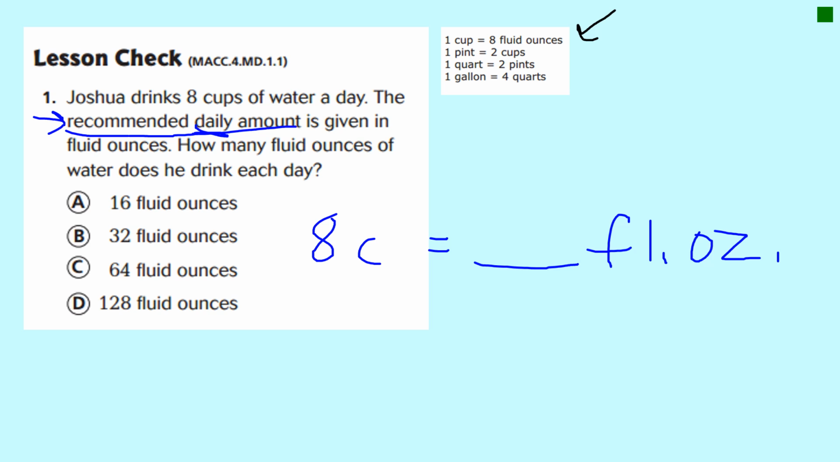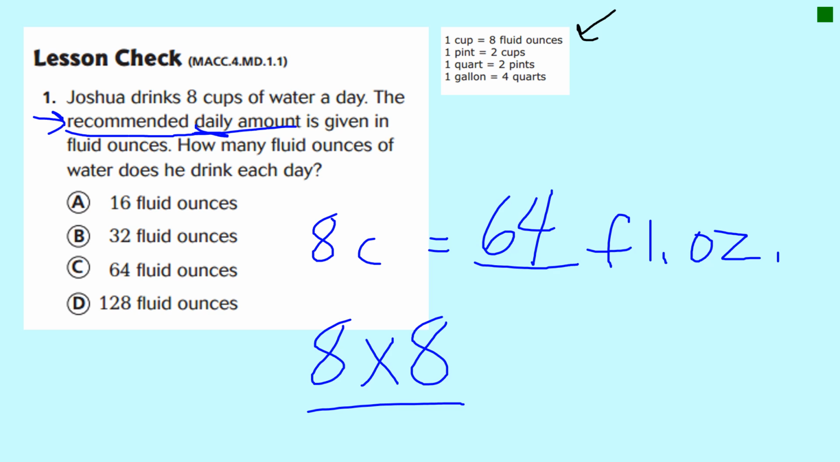All right, are you looking at the chart? I'm looking at the chart. 1 cup equals 8 fluid ounces. Oh my goodness, this is so familiar. 8 cups of 8 fluid ounces. What good practice, though, for 8 times 8. What is it again? 64. Nice job, guys. All right, let's go to our review problem now.